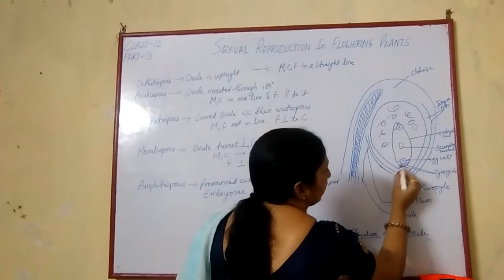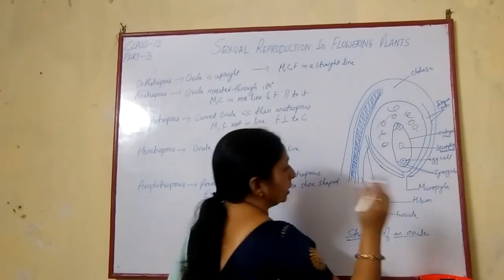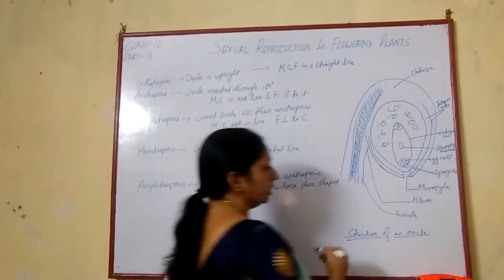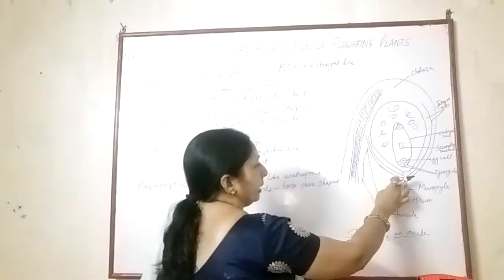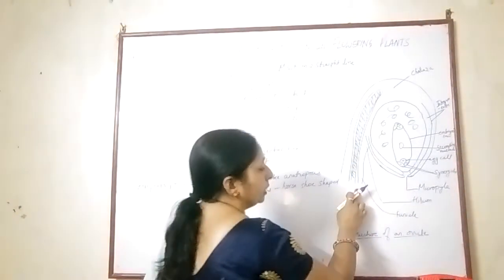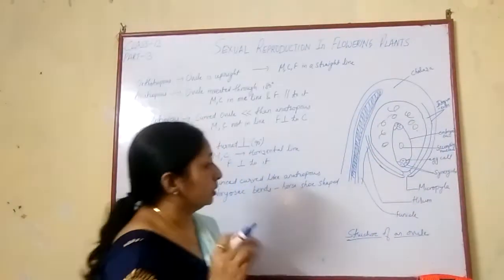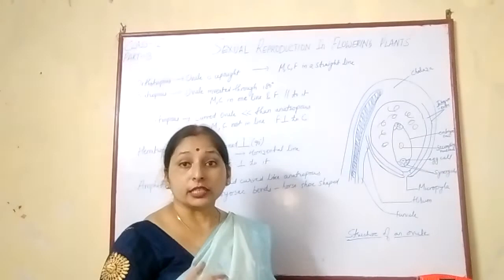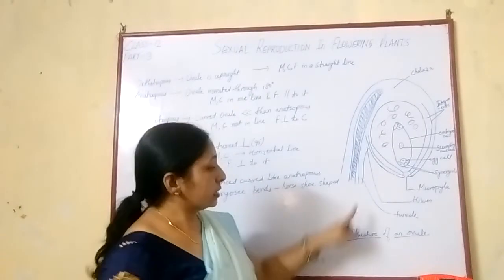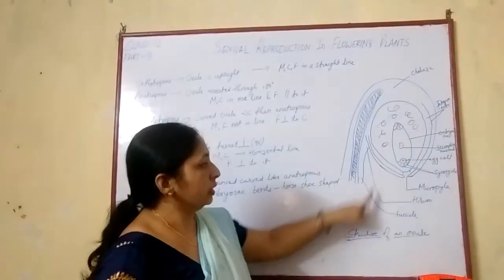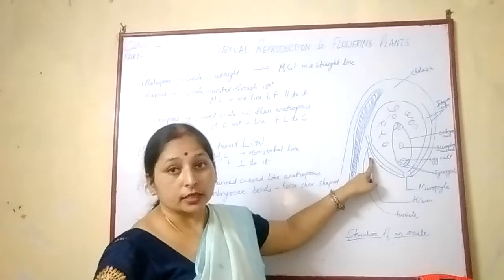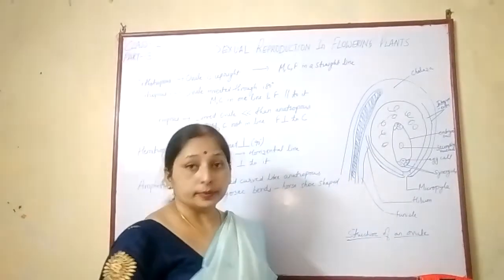This one is the egg cell. Just adjacent to the egg cell are the synergids, and this is the micropylar end. The part by which the ovule is attached, the stalk, is termed the funicle, and the point of attachment is the hilum.